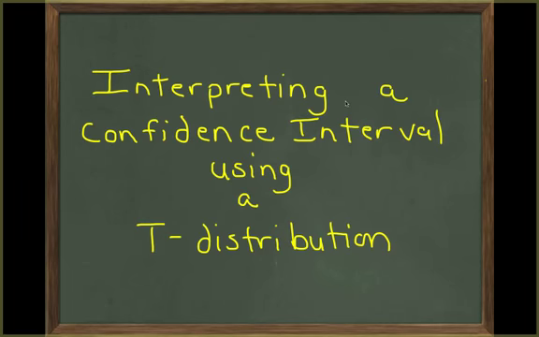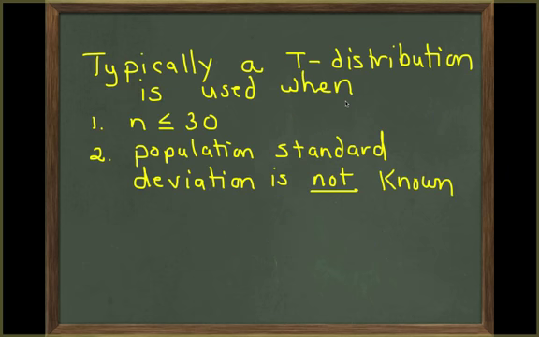This lesson will be on interpreting a confidence interval using a t-distribution. Typically, a t-distribution is used when the sample size is less than or equal to 30 and the population standard deviation is not known.